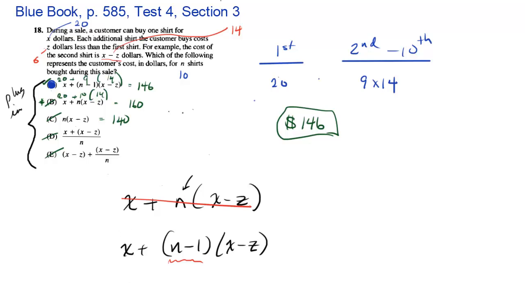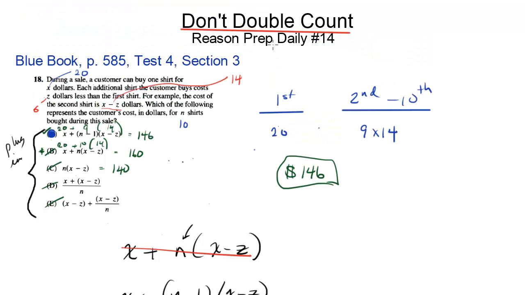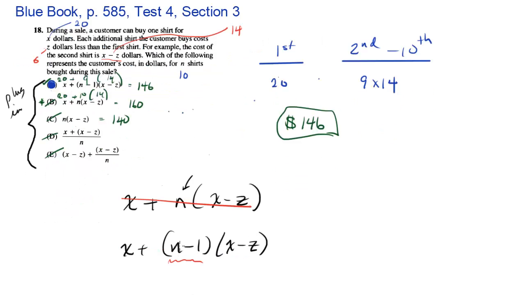So don't double count. You'll see this on questions where they talk about phone minutes. You spend X number of cents on the first 5 minutes and then Y number of cents on the minutes thereafter. You can't double count the first set of minutes. You've got to subtract off those minutes, or in this case, subtract off that shirt, so you make sure you don't double count and pay for it twice.